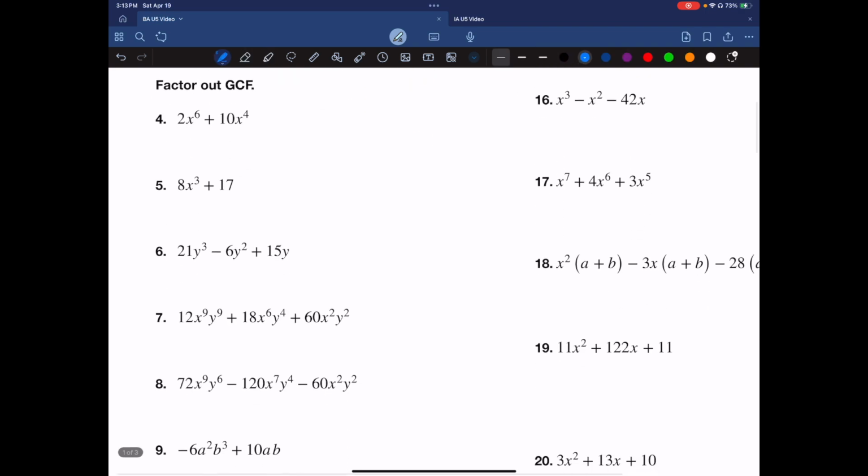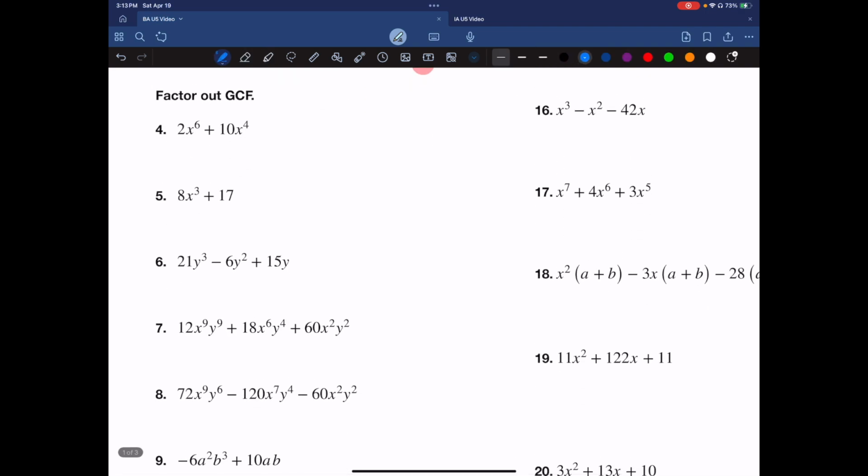Now, on 4 and going forward, we're going to shift our mindset a little bit, and we're not just going to figure out what the GCF is. We're actually going to take it out and write what's left. For number 4, I'm going to take out a 2, and both terms have at least a 2 and an x to the 4th. So I'm going to pull out 2x to the 4th, and I'm going to open parentheses and write what's left.